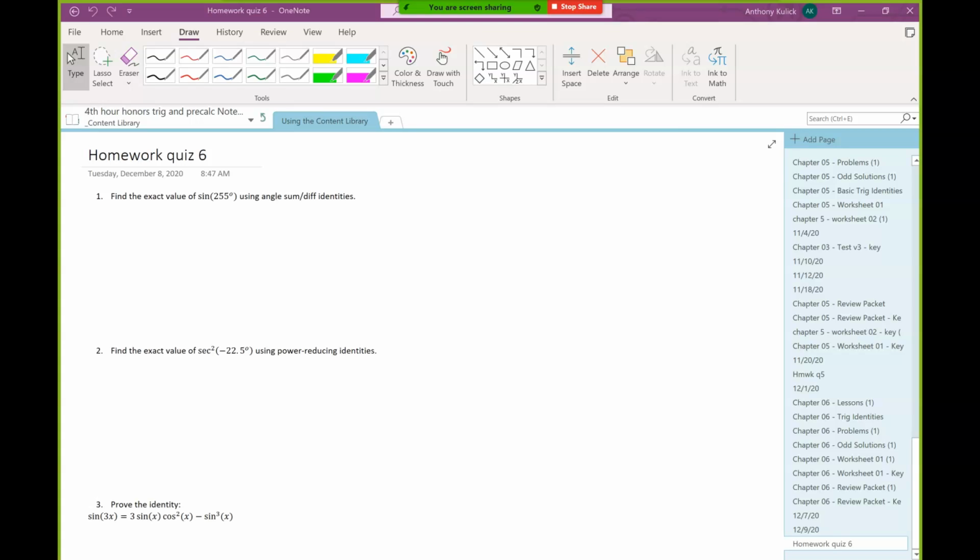You guys should see the homework quiz 6 Dropbox on PowerSchool. So when you're finished, you can do this homework quiz on paper or in OneNote. If you do it in OneNote, turn it into a PDF and put it in the PowerSchool Dropbox. If you're doing it on paper, take a picture and put the picture file into the PowerSchool Dropbox. And this will be the last homework quiz for the year.